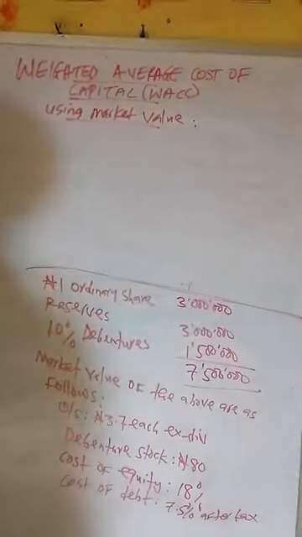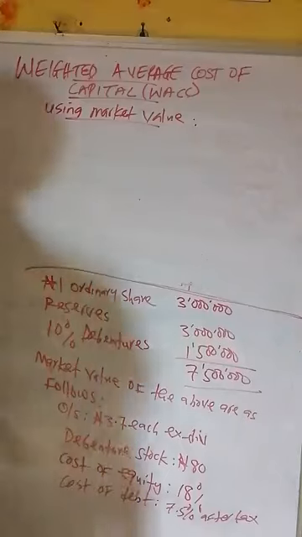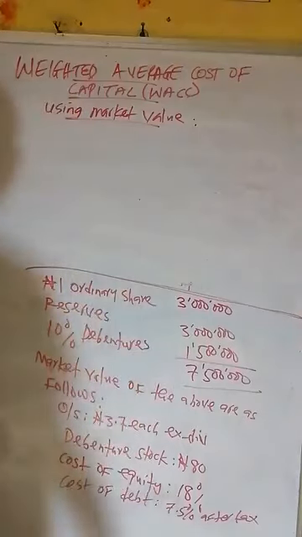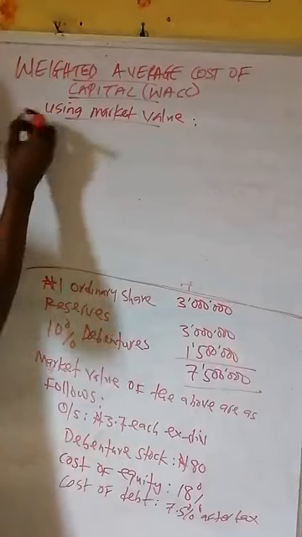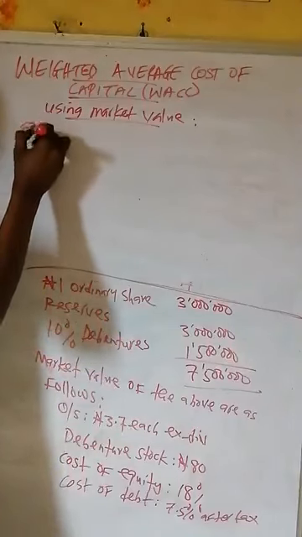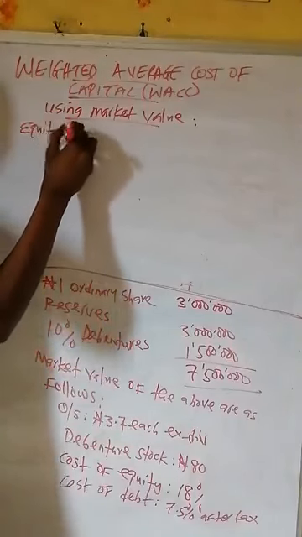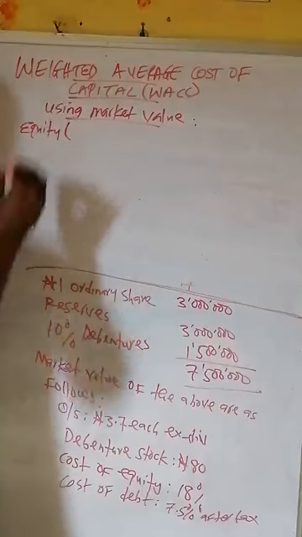Okay, let's compute the value of our equity. We are going to compute the value of equity using the market value given to us, and the value of debt using the market value given to us. So the value of equity will now be equal to, in a bracket.